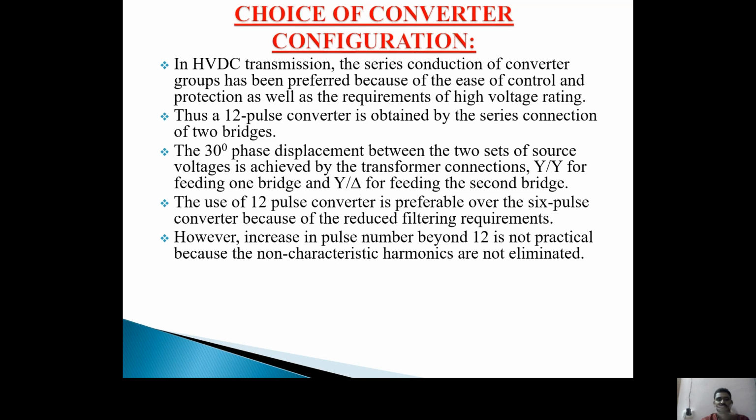The use of 12 pulse converter is preferable over the 6 pulse converter because of the reduced filtering requirements. However, increase in pulse number beyond 12 is not practical because the non-characteristic harmonics are not eliminated.